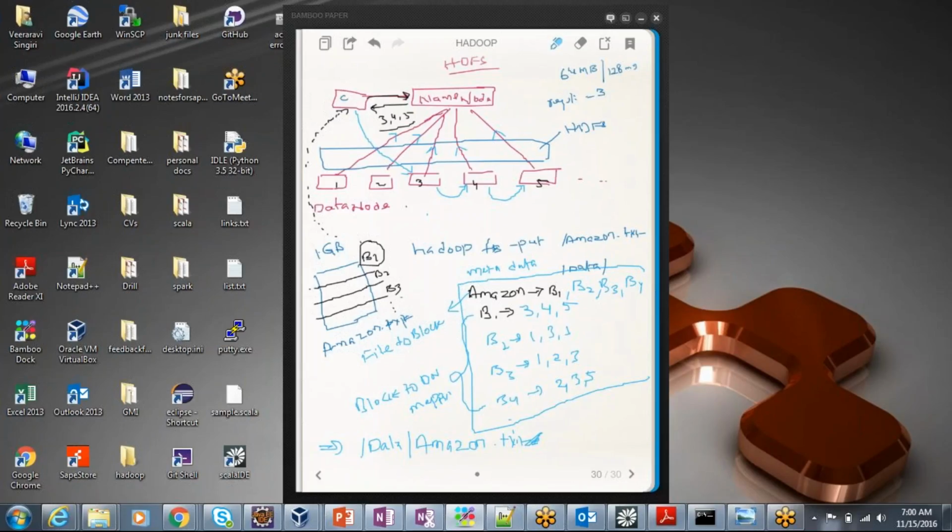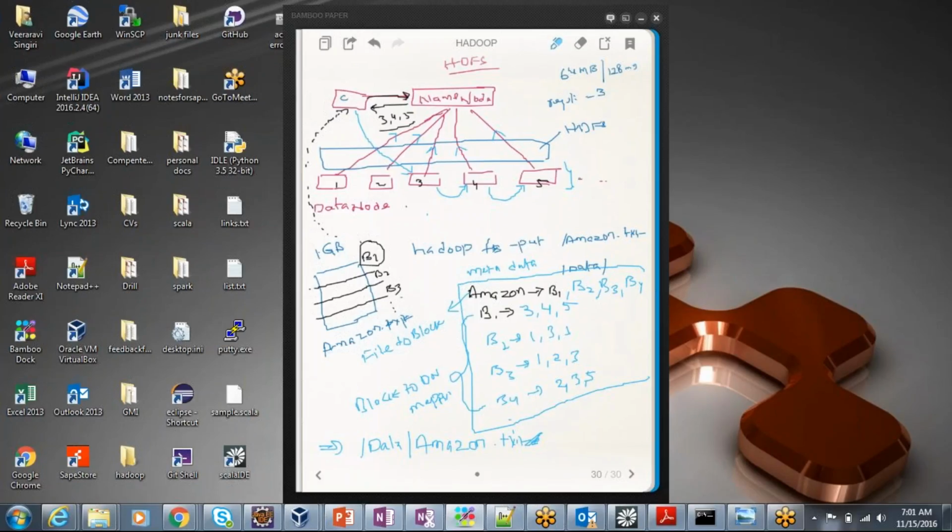The machines below are maintaining the data blocks, the small chunks. These machines have the data, which is why they are called data nodes. Does your name node store data? No, it only stores metadata. It doesn't store the actual data. That's why we call it a name node. It stores only the namespace, not the actual data.